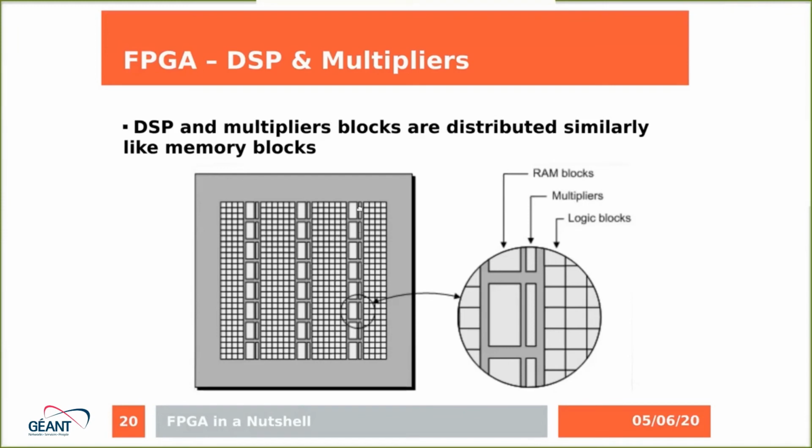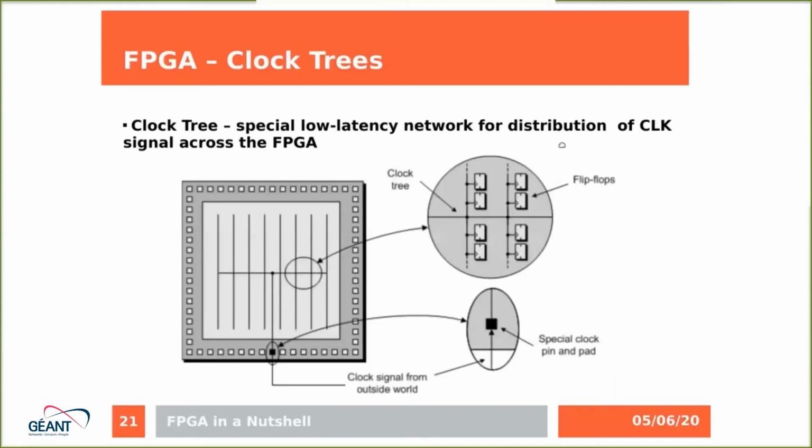The clock signal is distributed in the FPGA using the clock tree, which is a special low latency network for distribution of the clock signal. As you can see, the structure of the clock tree is like this. There is a clock signal connected approximately in the middle of the FPGA, and then it's distributed in this regular shape because we want the latency of the clock signal to be as minimal as possible.